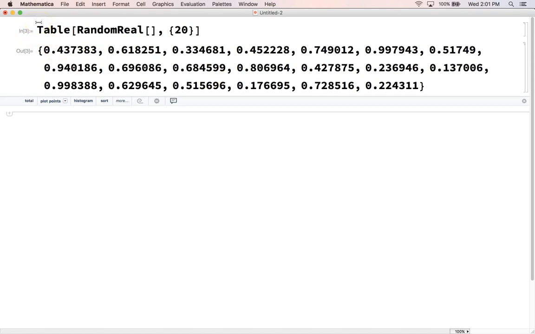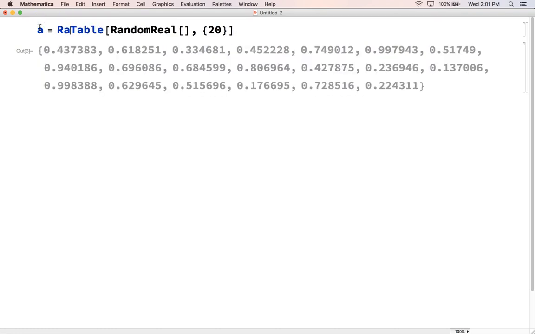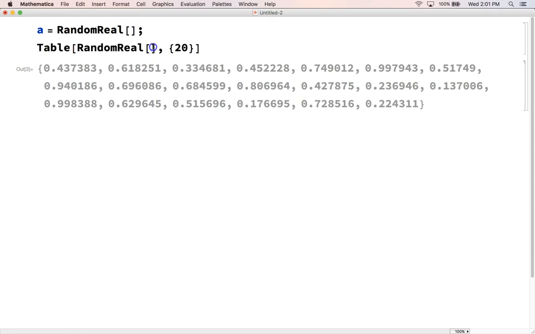And you might ask, is there a faster way to do this? And this is related to why the video is titled Immediate Assignment versus Delayed Assignment. So let me try to write this in 2 lines instead of just 1 line. So let me do A equals RandomReal, and then make this table, and instead of having RandomReal in there, I put A. Lots of times it's good to segment the code like this, so that it makes it a little easier to read.